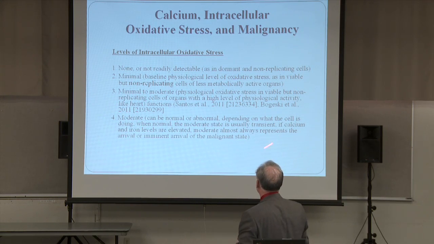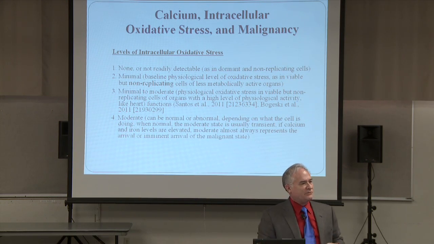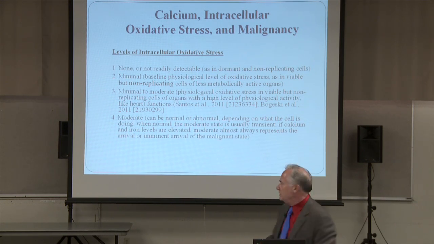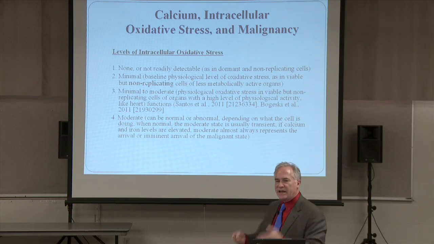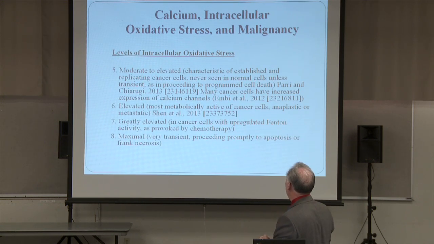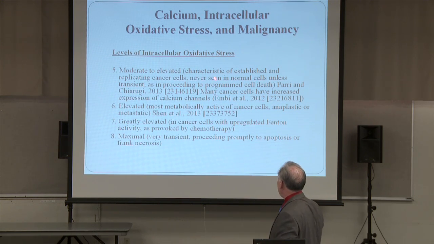And then the transition zone, moderate. Moderate can be normal or abnormal depending on what the cell's doing. If it's moderate and the cell is at its baseline, it's malignant. If it's moderate and the cell is actively replicating, you still have a normal cell. Then you go up to what you have as a clearly established level of intracellular oxidative stress, always associated with cancer and replicating cancer cells.